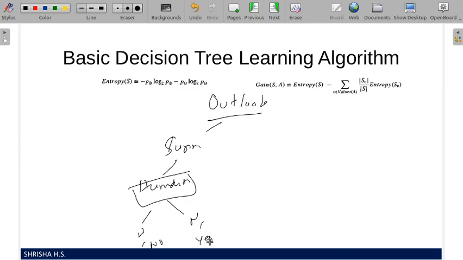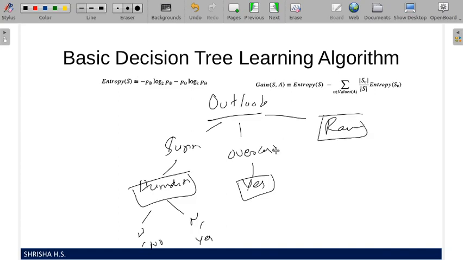Here we get yes. Here outlook overcast, all are yes. So we keep it yes. So what happens if it is rain?